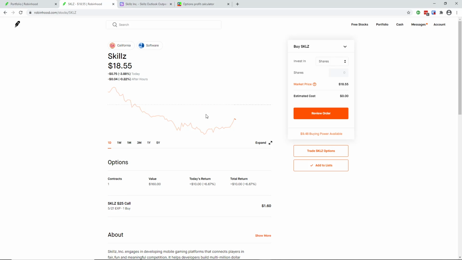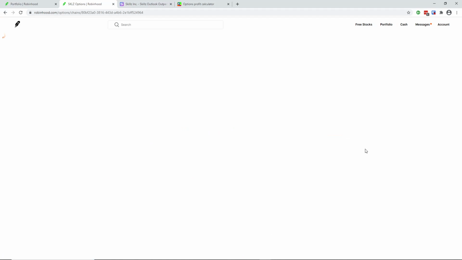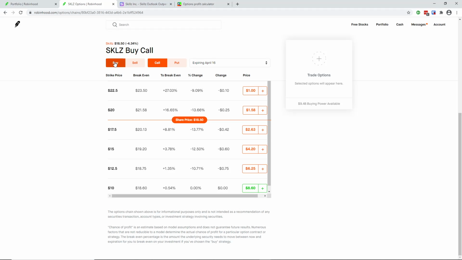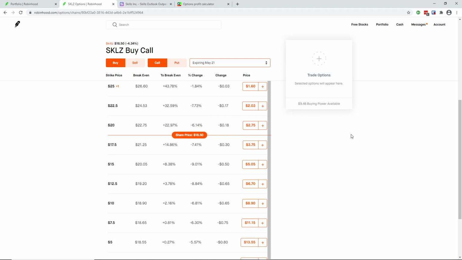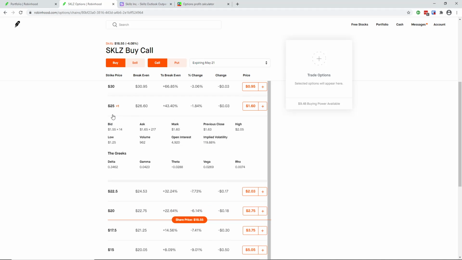You look up the company, click on Trade Skills options. You want to select buy call and your expiration date. I chose May 21st. Whenever you're doing a buy call, you're essentially betting on the stock price going up. So you would choose your strike price, and this will be the price of the contract. Keep in mind each contract is 100 shares.